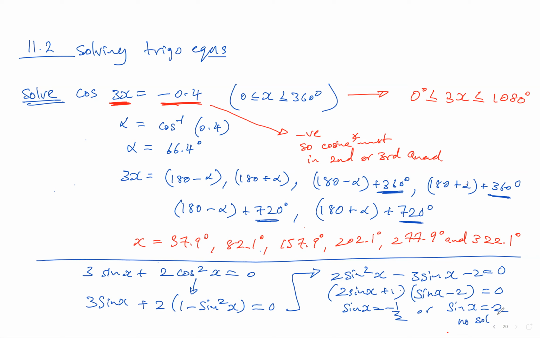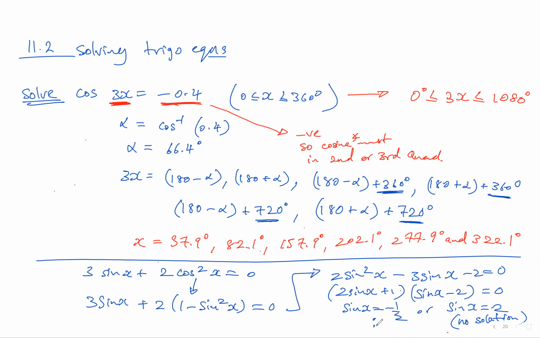Why? No solution. Anyone? Greater than 1. Yes, because it's out of the boundary, right? -1 to 1 is the boundary, so it's out of the boundary.